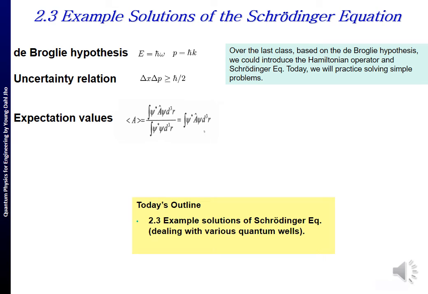2.3 Example solutions of the Schroedinger equation. Previously, we learned the de Broglie hypothesis, where energy is equal to h bar omega and momentum p is equal to h bar k.